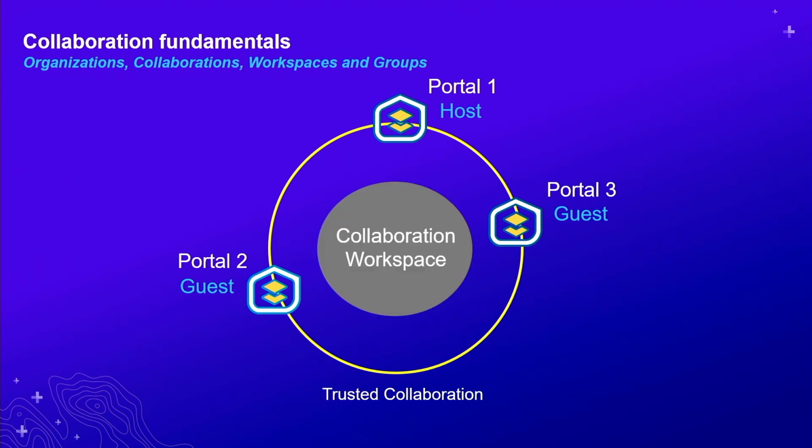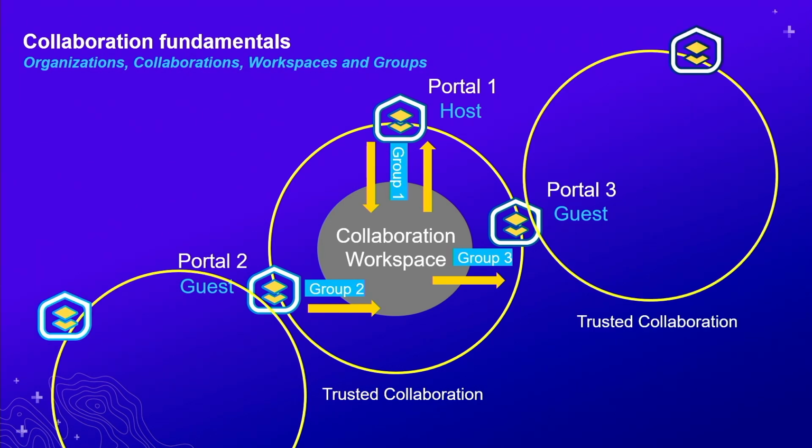Each collaboration must have one or more collaboration workspaces. Each organization within the collaboration must join a group within their organization to the collaboration workspace. We then see that data and information can flow through the groups to the collaboration workspace. It's very possible for each of these organizations to be participating in multiple collaborations with different organizations.